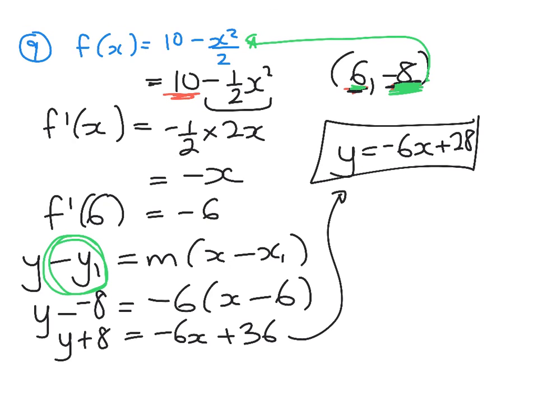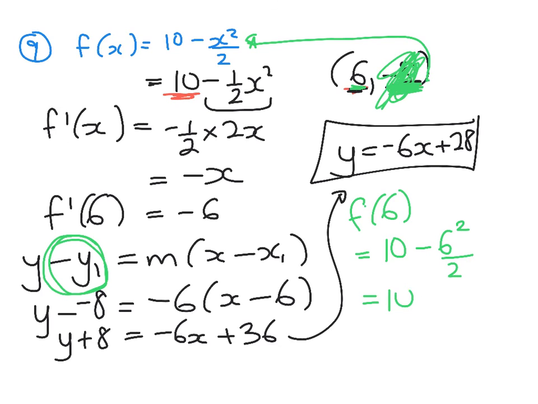So here, if I hadn't been given the negative 8, I would do this. F of 6 is equal to 10 minus 6 squared on 2, which is 10 minus 18, and that's where the negative 8 came from. Okay, so don't get that confused with looking at what we chuck into the gradient function, because they're very different things.